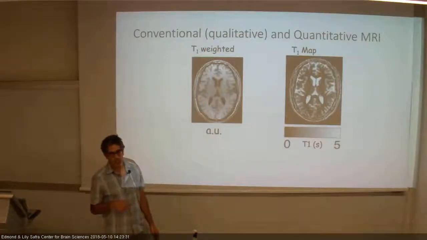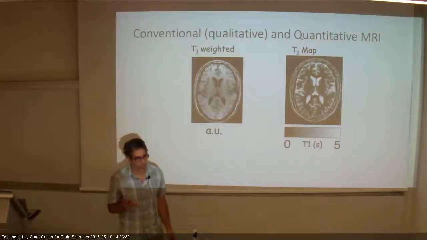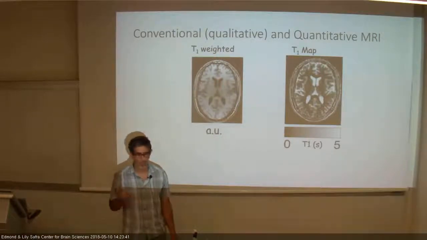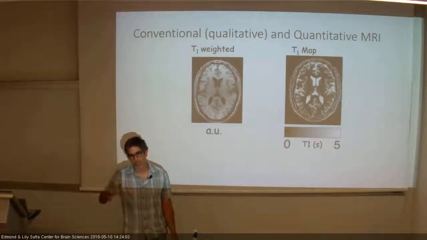What do you think we need to do to get something with units? Just guess. I don't know that you know the answer, but you can guess. Will one measurement be enough, you think? Why not? Because it's outside the zone. Yes. So there is a dependency on inversion time, or time of repeat, or time of TE, and so you have to measure it with different parameters and then fit the exponent. So you have to take several measurements, and then you can fit the signal.